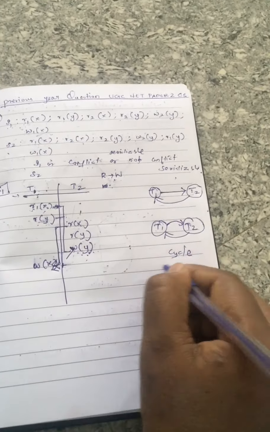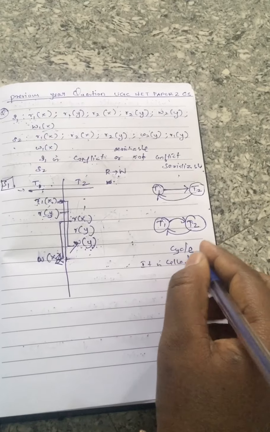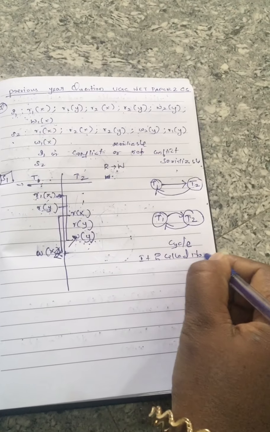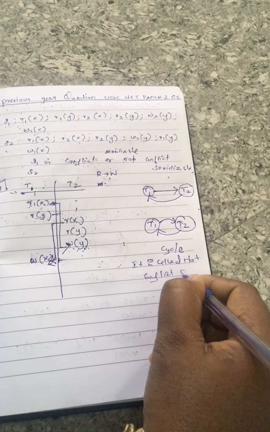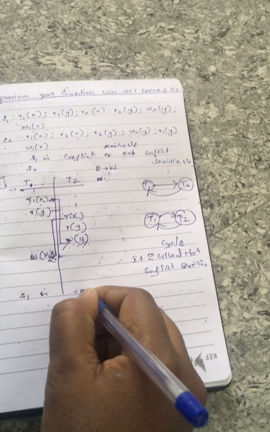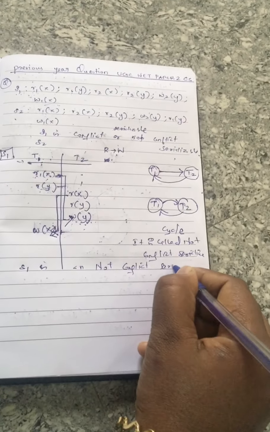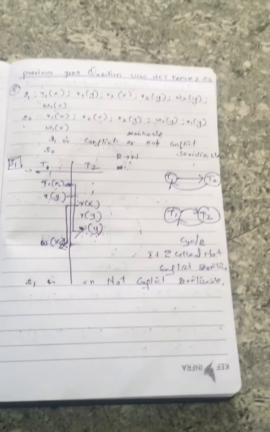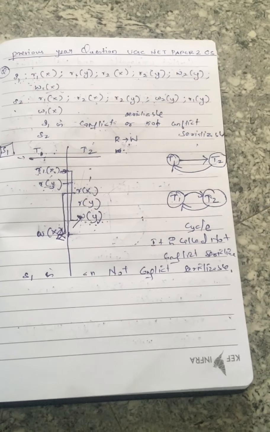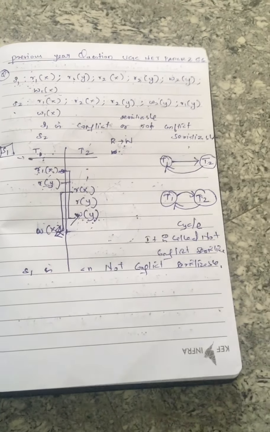Cycle means, as we discussed in the previous video, not conflict serializable. So S1 is not conflict serializable. Among the choices, we select S1 is not conflict serializable. This is the answer for S1.